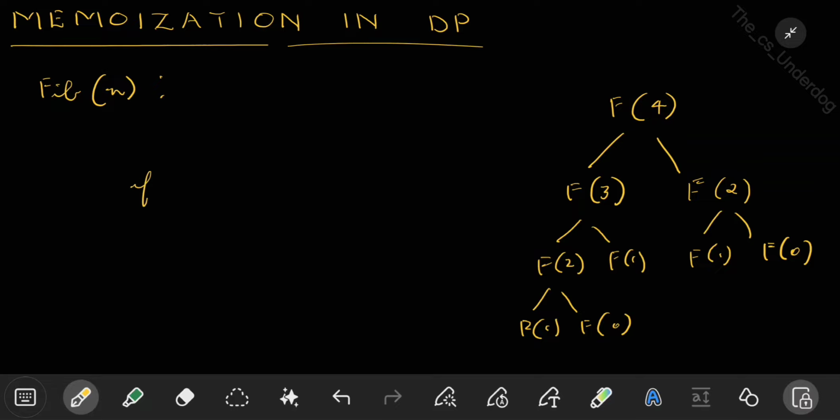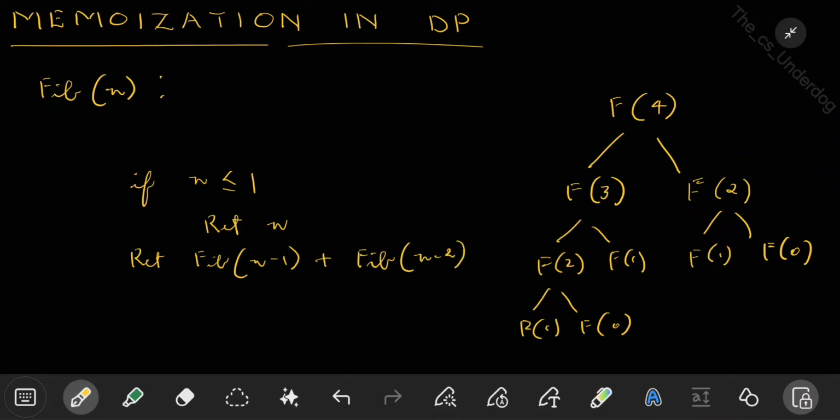That is, let us say your n is less than or equal to 1. In this case what will you do? You will simply return n. Why are you returning n? Because f of 0 is 0, f of 1 is 1. If it is larger than that, that is if it is not this case, then what will you do? You will return Fibonacci of n minus 1 plus Fibonacci of n minus 2. This is what you are going to do. This is your normal recursive solution.